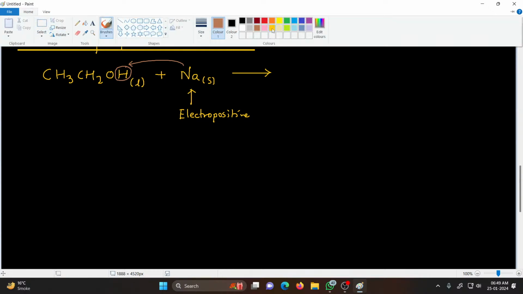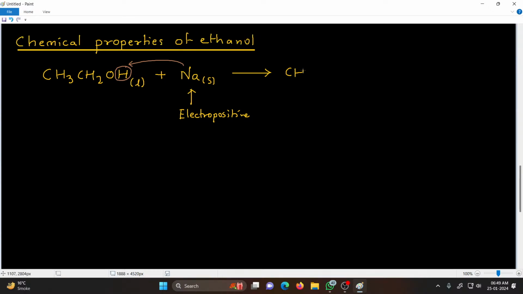So in this simple reaction, CH3CH2O and sodium will be attached. It will remove hydrogen from that. So hydrogen will be released in the form of hydrogen gas. To balance it, you have to write 2 everywhere. So the compound formed here is called sodium ethoxide. This compound is sodium ethoxide.